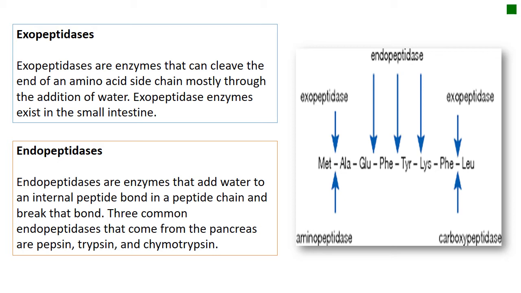reaction rates. The carboxypeptidases cleave at the carboxyl end of the protein. While they can catabolize proteins, they are most often used in post-translational modification. Another enzyme type we have is the endopeptidases. These endopeptidases are enzymes that add water to an internal peptide bond in a peptide chain and break that bond. Three common endopeptidases that come from the pancreas are pepsin, trypsin, and chymotrypsin.